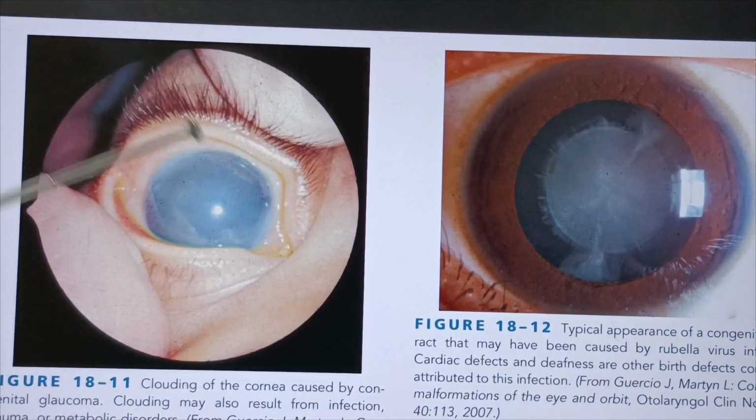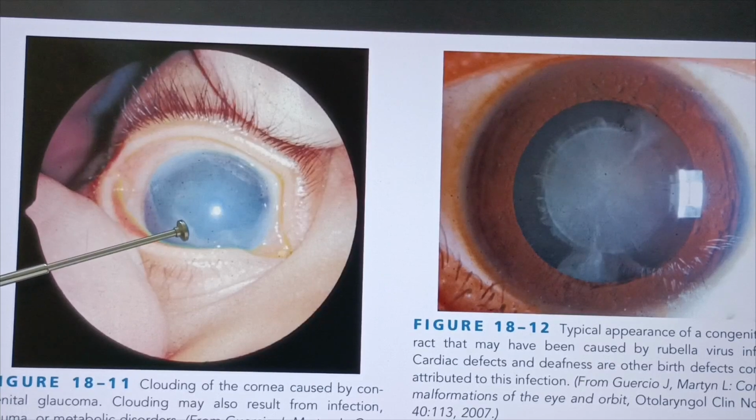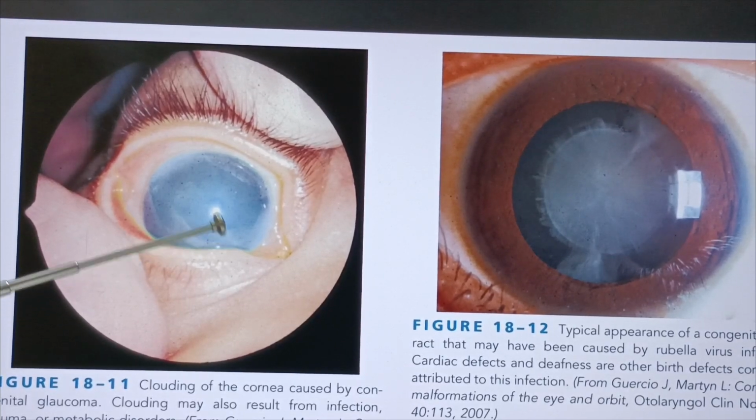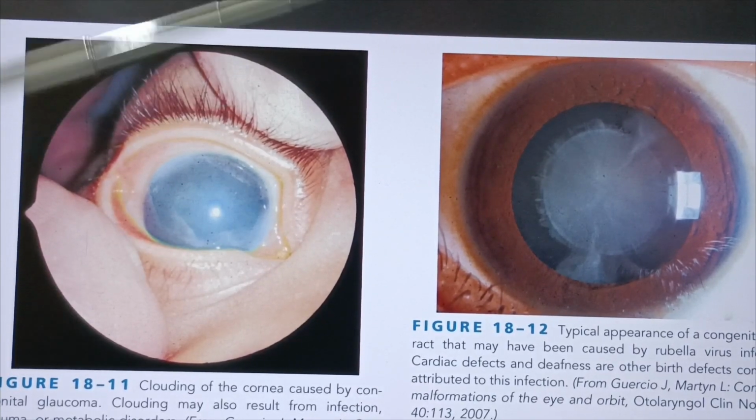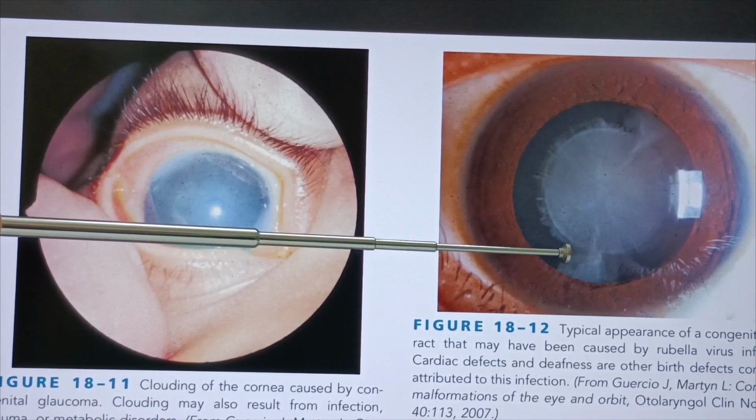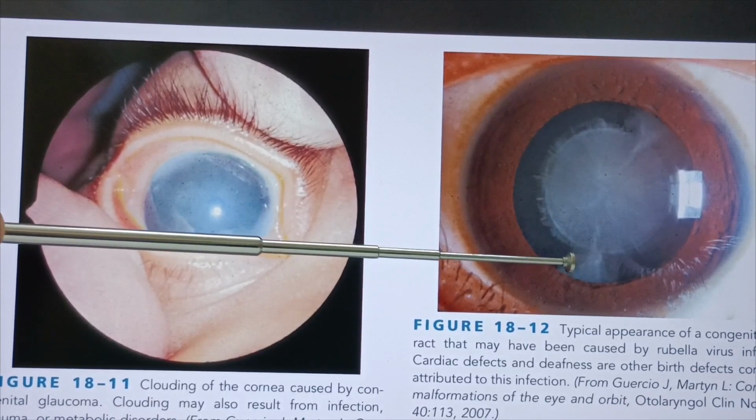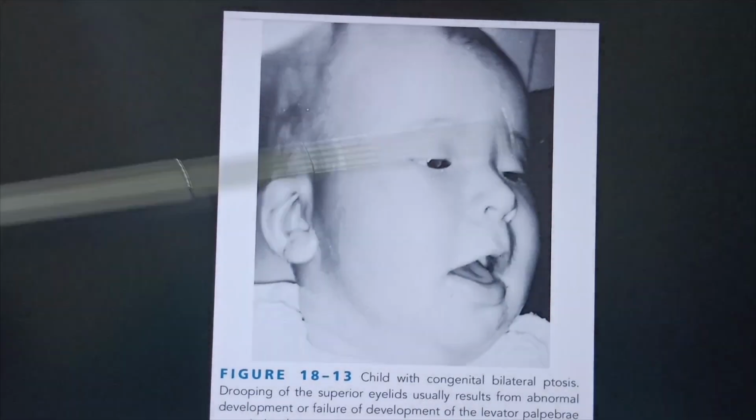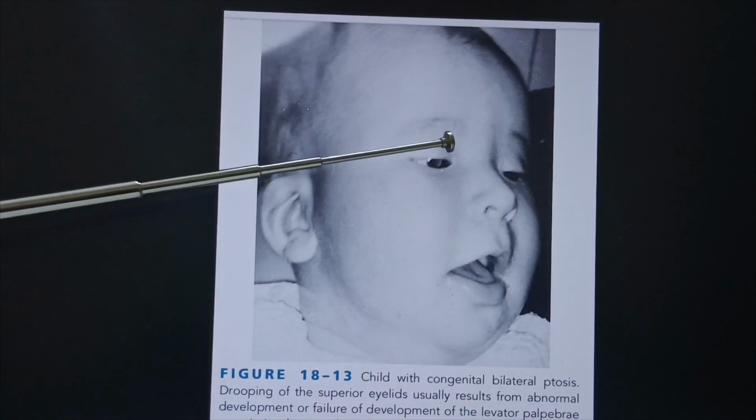Now you see that there could be a clouding of the cornea representing congenital glaucoma. Okay, that could be due to some genetic defects, or maybe due to trauma, infection, or some metabolic disorders. And here you can see the congenital cataract due to the rubella infection which the mother carries during her pregnancy. Okay, there is ptosis of both eyelids, congenital bilateral ptosis.